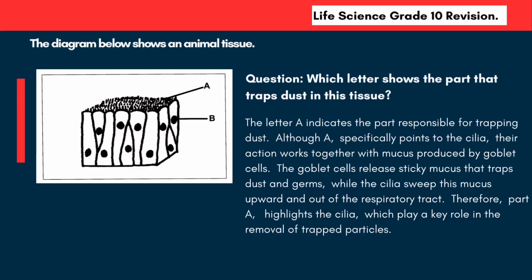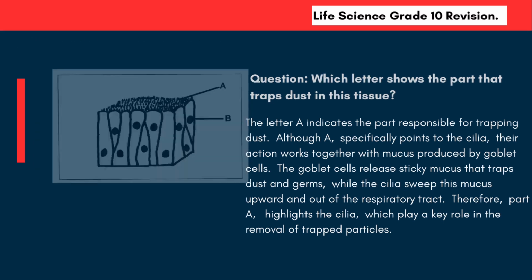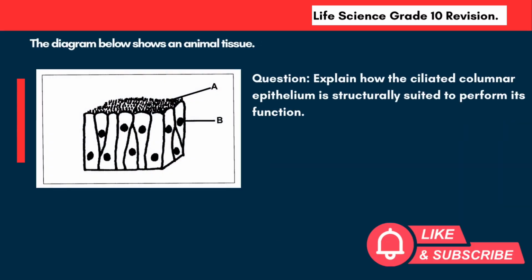The goblet cells release sticky mucus that traps dust and germs, while the cilia sweep this mucus upward and out of the respiratory tract. Therefore, part A highlights the cilia, which play a key role in the removal of trapped particles. Question: explain how the ciliated columnar epithelium is structurally suited to perform its function.